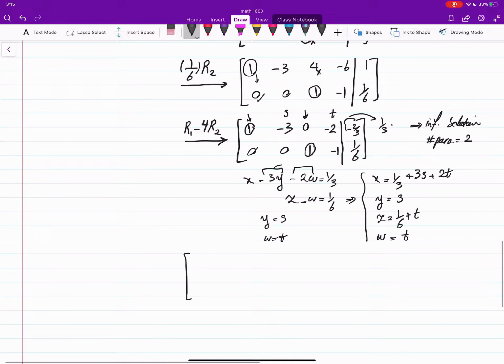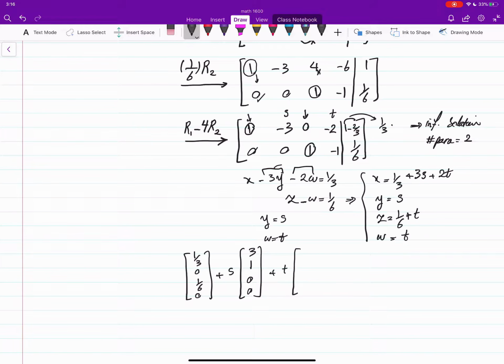So the solution is going to be 1/3, 0, 1/6, 0. Let me just write the vector form of this. The s coefficients are 3, 1. z has no s in it, and w has no s. And the t coefficients are 2, 0, 1, 1. These are the solutions. You see that there are infinitely many. For different values of t and s, you get different solutions.